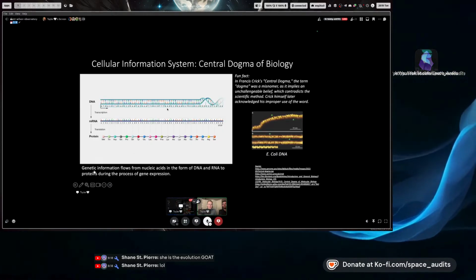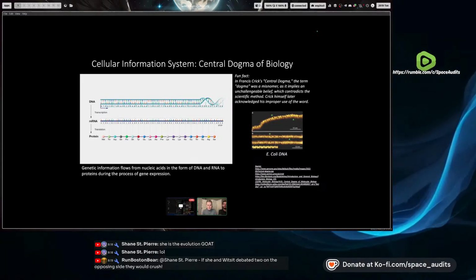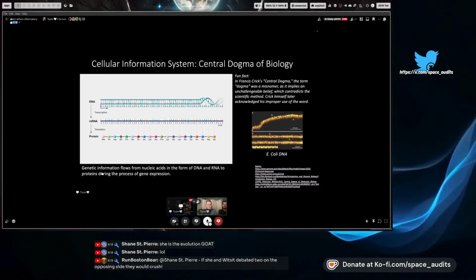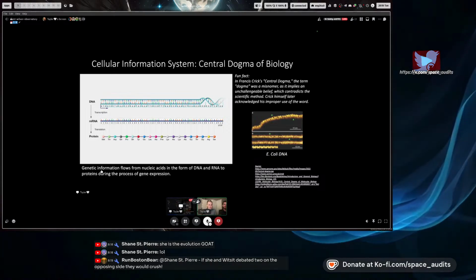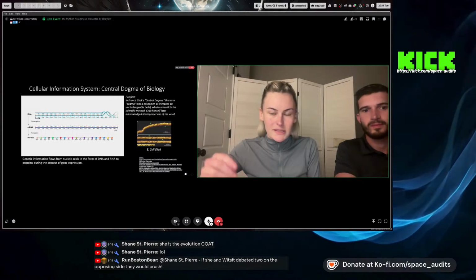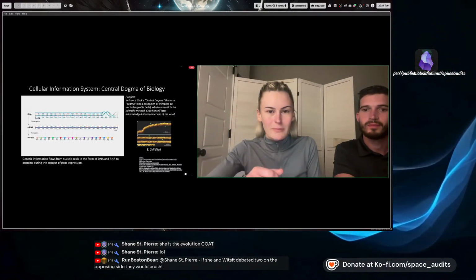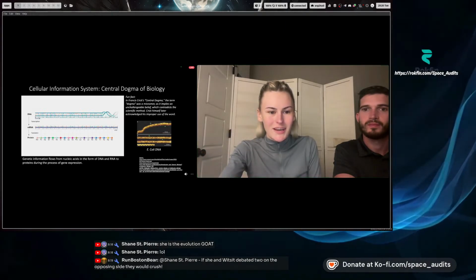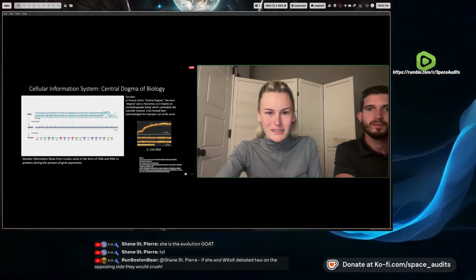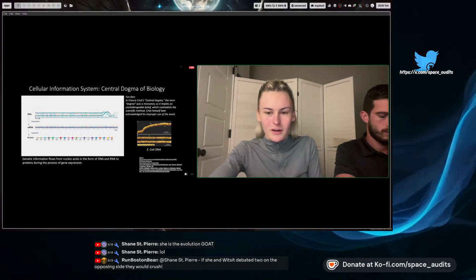All right, so here's the cellular information system. It's called the central dogma of biology, right? So it's basically the flow of information from DNA, where it stores that information, into a messenger RNA, which then takes that DNA code and moves it out into the cytoplasm to the ribosomes to get transcribed to a protein. So it goes from DNA to RNA to proteins. And make sure you guys remember that, because I'm going to go over it a little bit later.